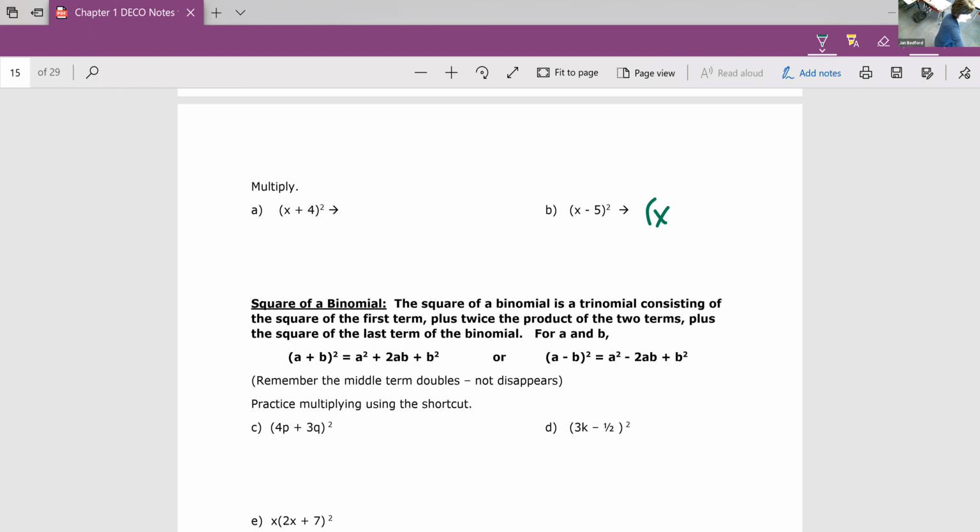Do not forget that exponent just tells you how many times you're multiplying this by itself. You want to write it out with 2 parentheses. And if I write it out with 2 parentheses, do you know what to do with it? What would you do?